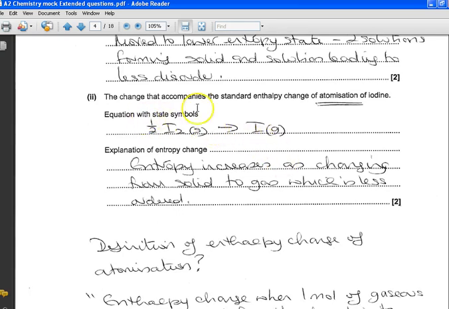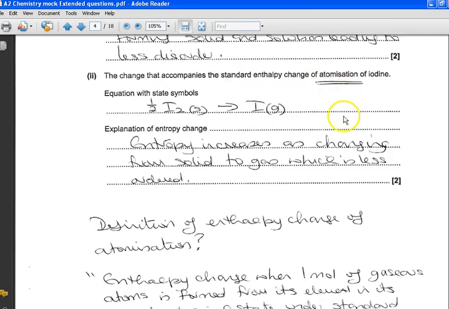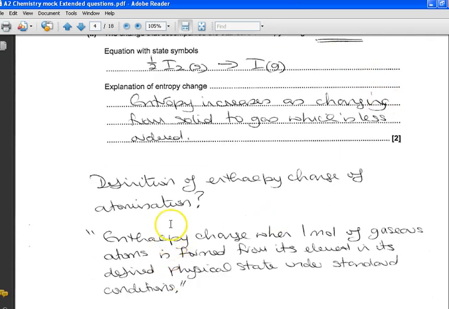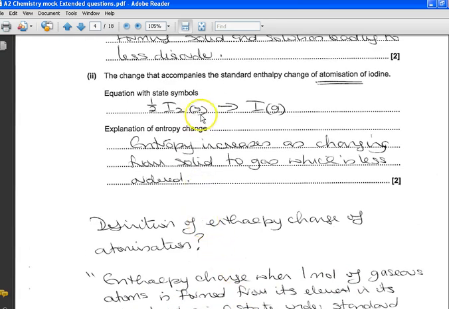And then you're asked to write this equation, and I'm not sure that anybody got this right. And this is the importance, really, of knowing your definitions of enthalpy changes, and I've written it down here. Enthalpy change of atomization: when 1 mole of gaseous atoms is formed from its element in its defined physical state under standard conditions. So you can't have I2 here, because we're forming a mole of gaseous atoms, so we need half I2.